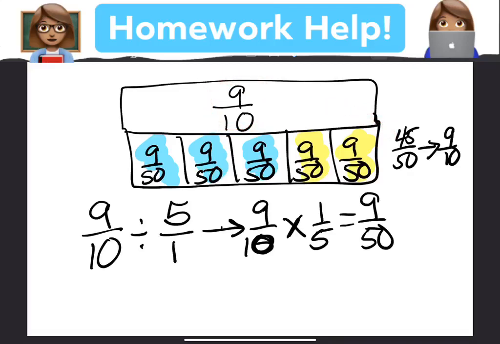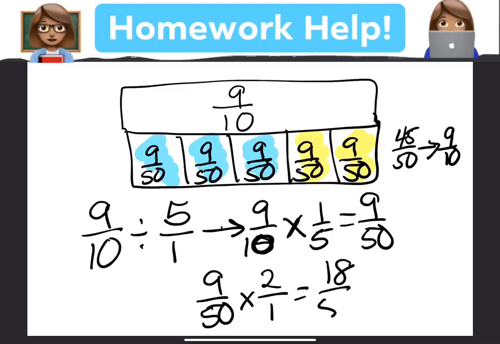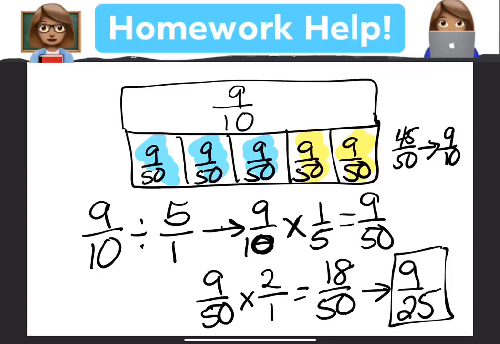So if you want to know what the friends ran, I only want these two. If each piece is this, I can just multiply it by 2 and get 18/50ths, which again simplifies to 9/25. So this is the long way about it, where concepts matter. But if I want that same number, instead of dividing the whole thing by 5 and then multiplying, remember that's what we did: we divided the whole thing into 5 pieces and then multiplied it by 2.